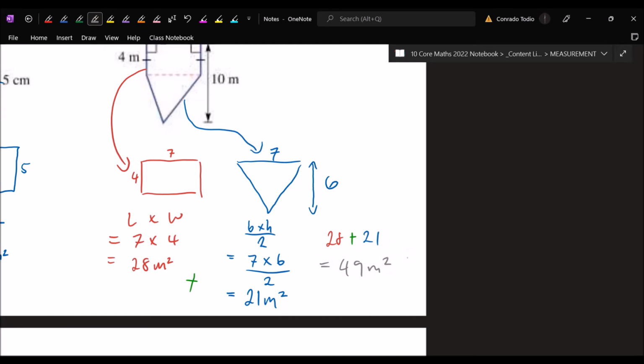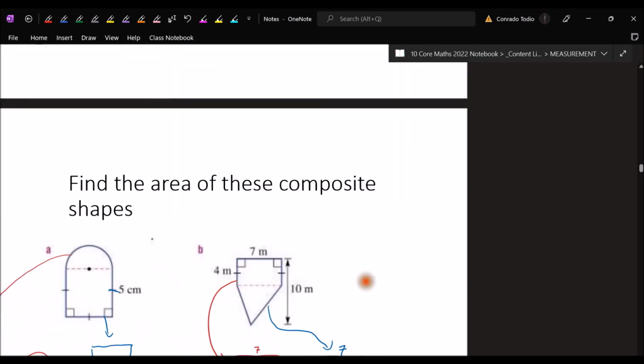Easy. Okay, not that hard. So it's all about breaking it up, figure out the formula for each shape, and then just put them together. Okay. Now that's one part of it.